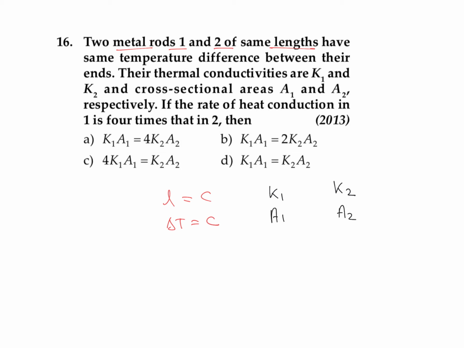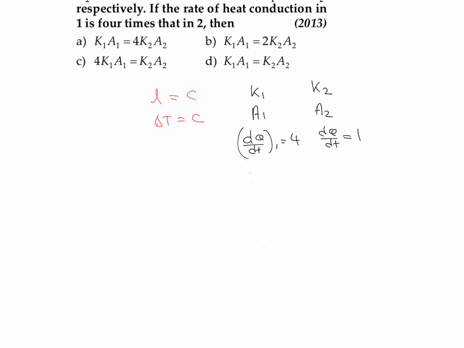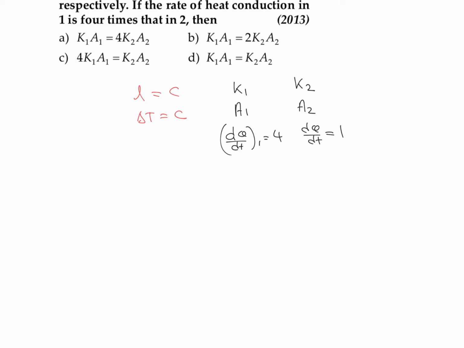And if the rate of heat conduction in the first case is 4 times that in the second case, that means we can write the value of dQ divided by dt in the first situation is 4 times that of dQ by dt in the second situation. Meaning if dQ by dt in the second situation is 1, then in the first situation it is 4. So our aim is to find the relation between conductivity and area.